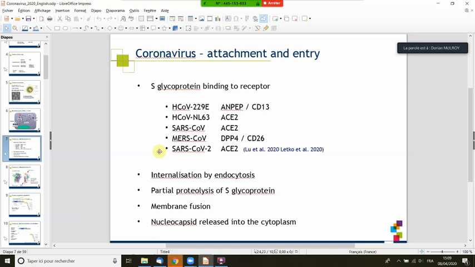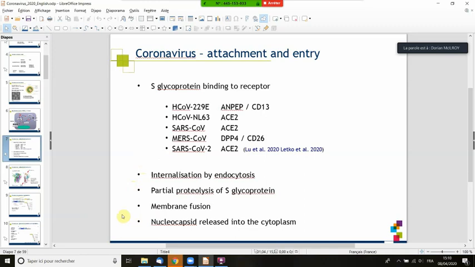So the first step is binding to the receptor. Then all of the coronaviruses are thought to enter the cells by endocytosis. At this point, the virus envelope has to fuse with the cellular membrane somehow, and this can only happen after proteolysis of the S glycoprotein. So the fusion function has to be activated after binding to the cell and after internalization in most cases. Membrane fusion then releases the genomic RNA into the cytosol.